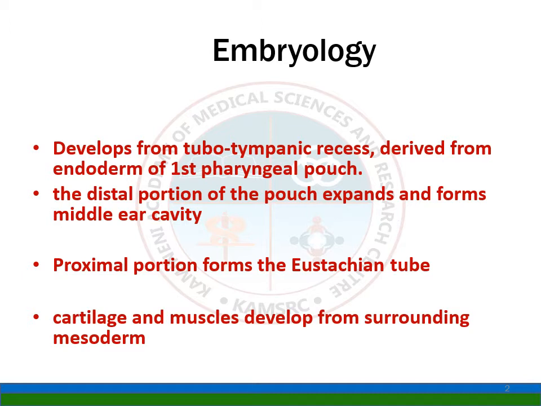The distal part of the pouch expands and forms the middle ear, but the proximal part forms the eustachian tube. Obviously the proximal one, being anterior, makes the eustachian tube. The posterior one goes into the middle ear cavity, right? And the cartilage develops from the mesoderm. This is asked n number of times in the exam.